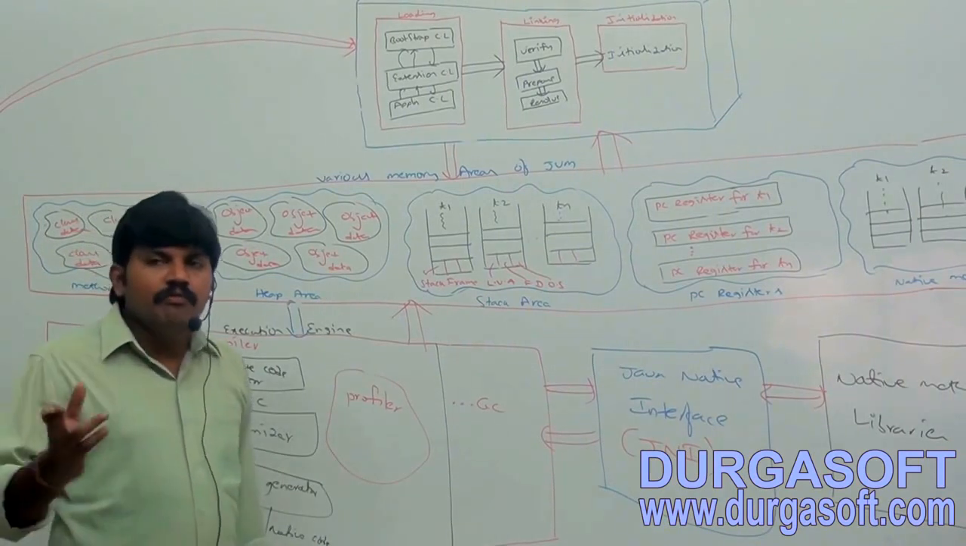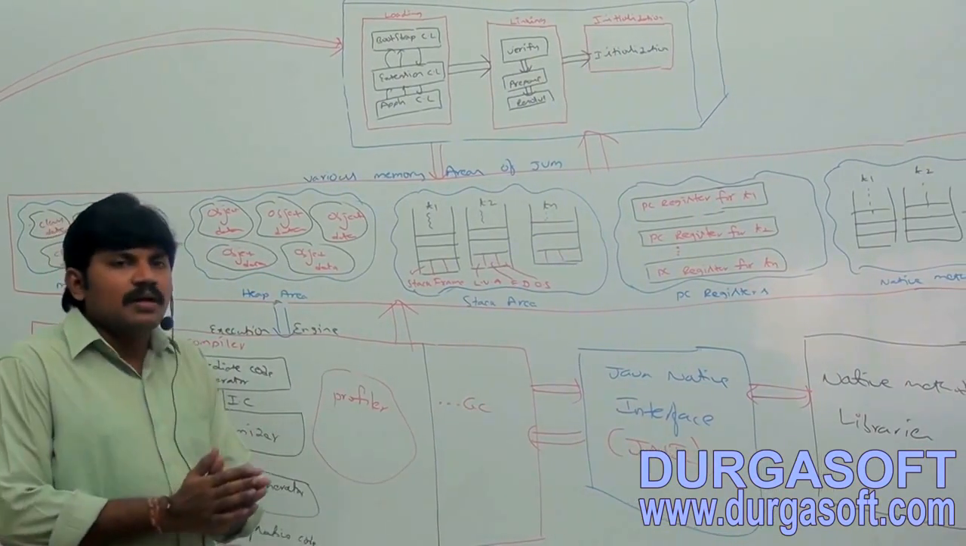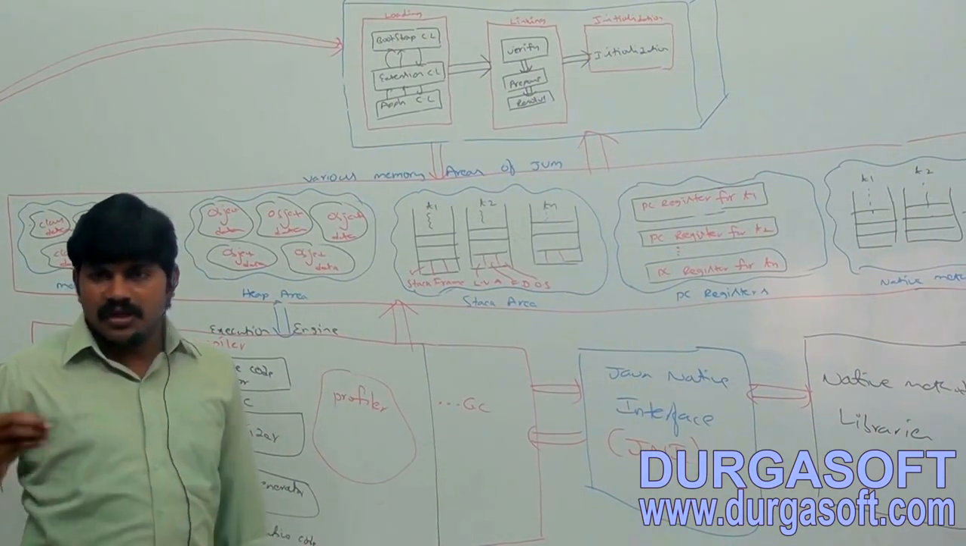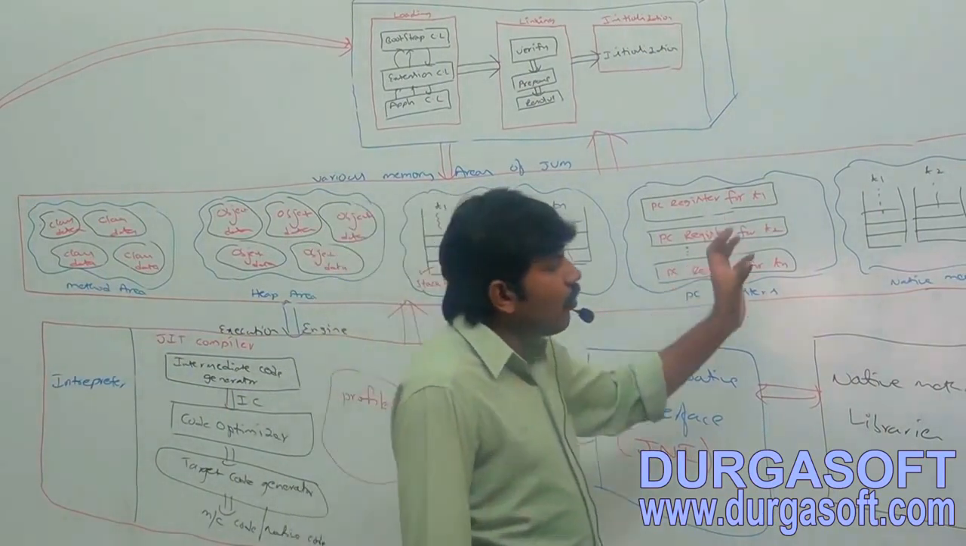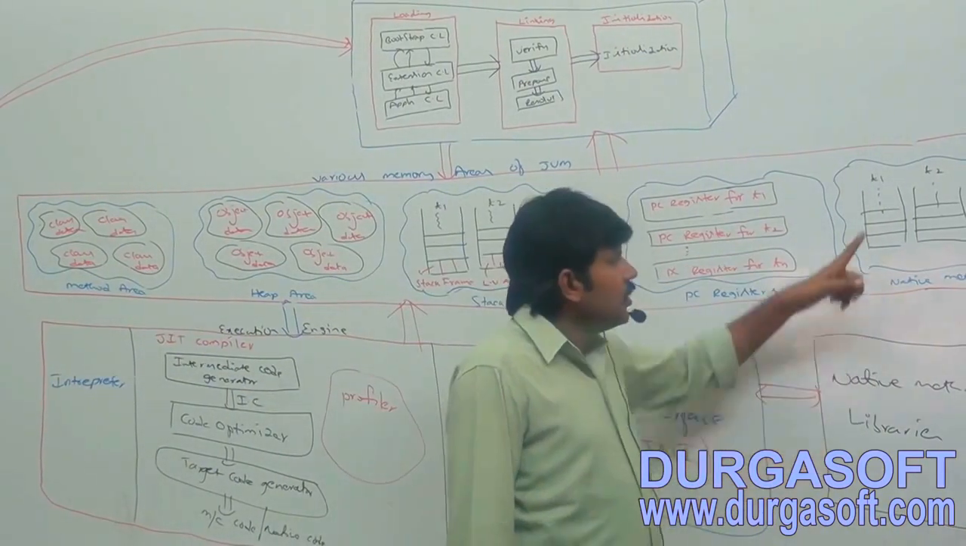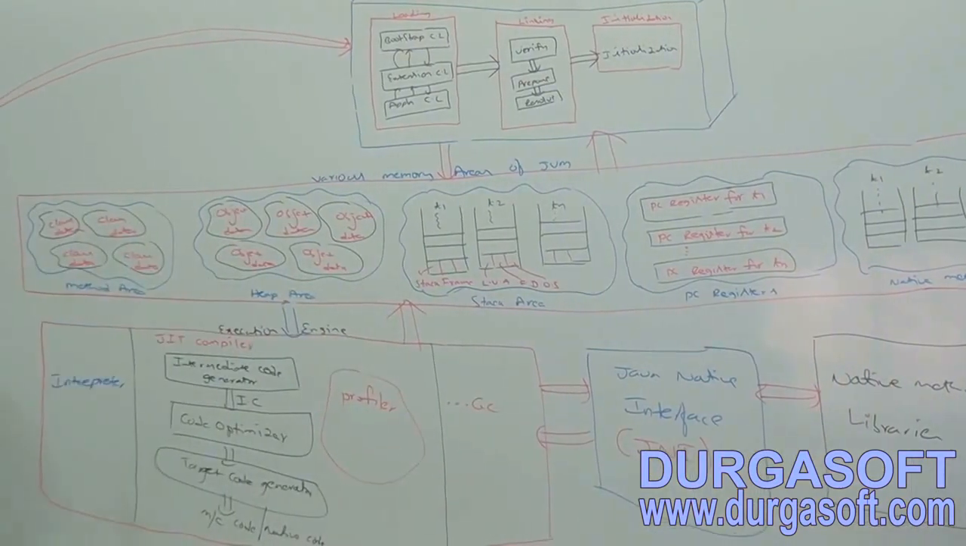Next, for every thread, one PC register will be created to hold the address of the next executing instruction. Is it clear for all of you? Right? And after that, to hold native methods information, the native method stack will be there. That's all. These are the various memory areas.